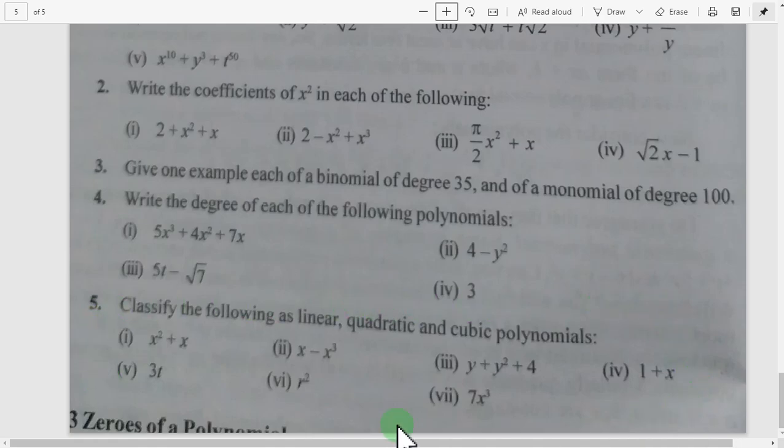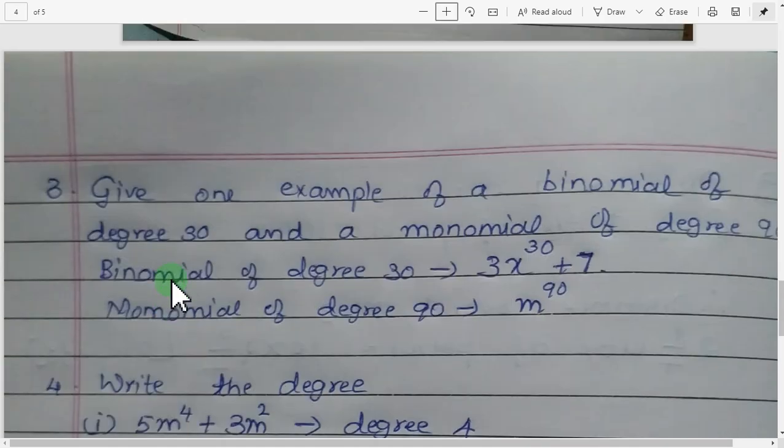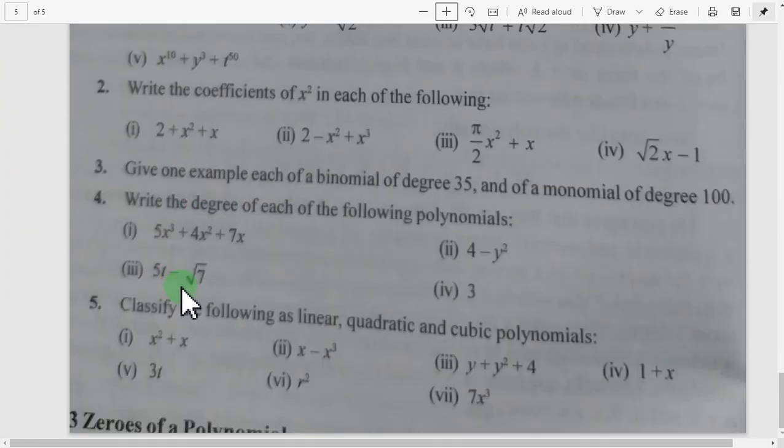Right? Answer this question. I am not sending the answer page because these are very simple questions. If you understand these example sums, you can do this also.